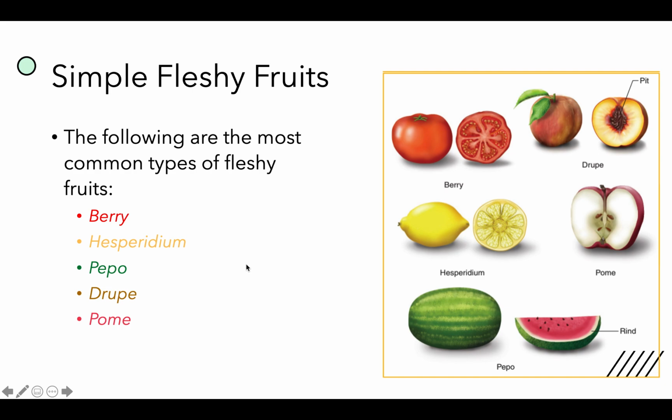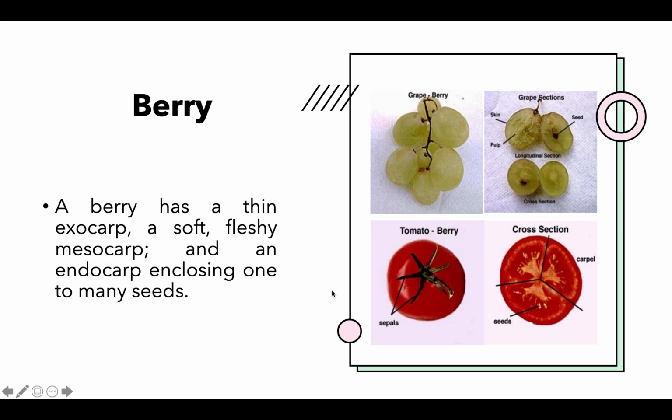When ripe, the pericarp of fleshy fruits is often soft and juicy. The following are the most common types of fleshy fruits. We have the berry, the hesperidium, the pepo, the drupe, and the pome. Let's get to know each of the following in detail.